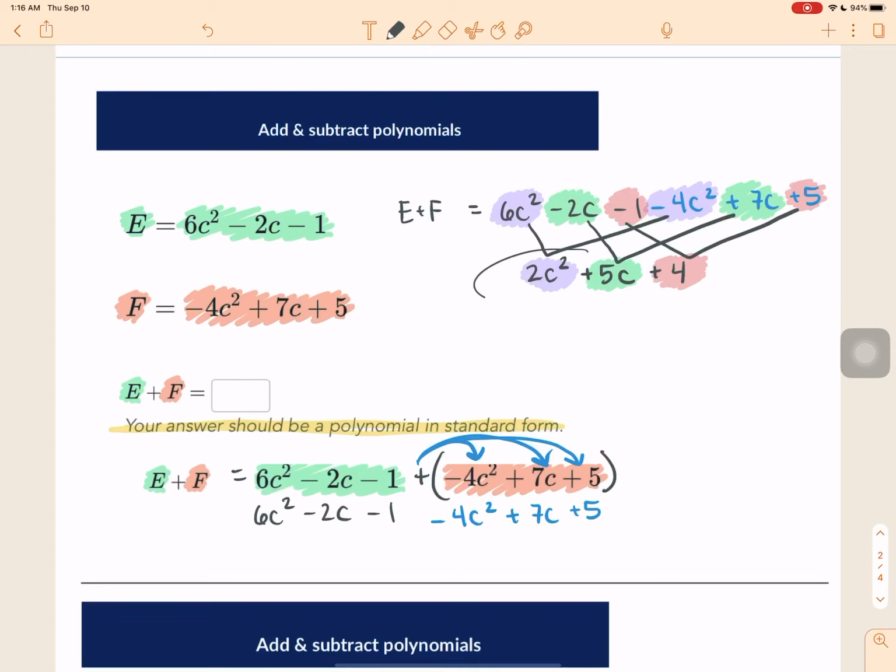The exponents are descending from left to right, which means they're getting smaller, and then your constant comes last. So this answer would be 2c squared plus 5c plus 4. And that is in standard form, and it's all simplified. Okay? So pause the video if you just need to get that down, because I'm going to go ahead and do the next example.